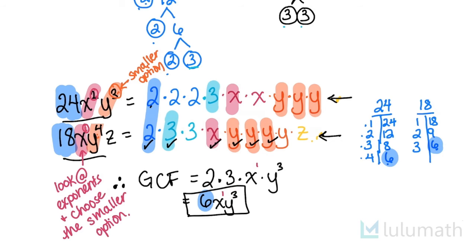Now let's talk about our z that we have here. So we've got z to the power of 1 right here. And then we have no z's here at all. There is z to the power of 0. There's nothing there. So as if we had to choose, we would choose 0 because 0 is smaller than 1. And that's another reason why z is not part of our GCF, besides the fact that we're looking for a common factor.